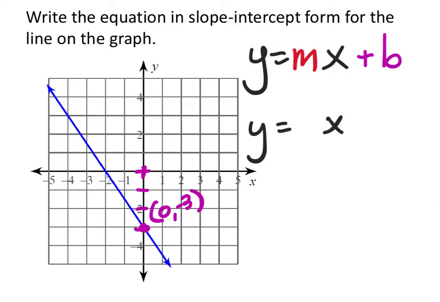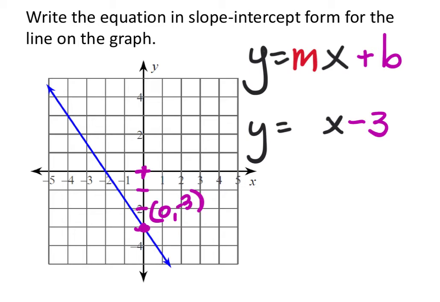Now we don't write the ordered pair in the slope-intercept form of the equation. We just write the y value, which in this case is -3. So notice I didn't put plus -3. I just write -3, which is a more simplified version of plus -3. But then I need the slope.